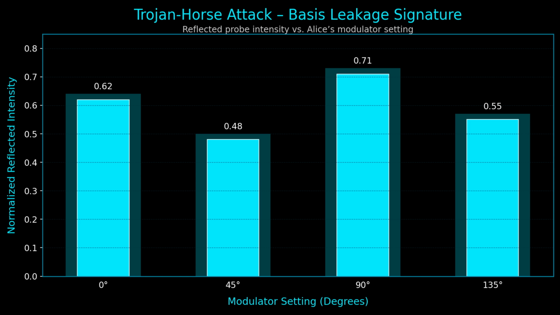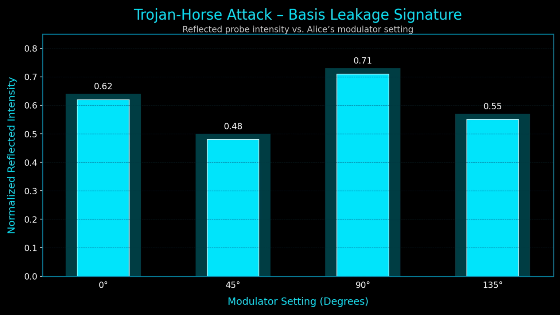Here's how it works. When Eve injects a faint probe beam back into Alice's quantum device, that light passes through the same phase modulators Alice uses for BB84, even though none of Alice's legitimate photons are being intercepted. The probe beam still feels the current basis setting because the modulators impose a phase shift on anything passing through them, including Eve's injected light.